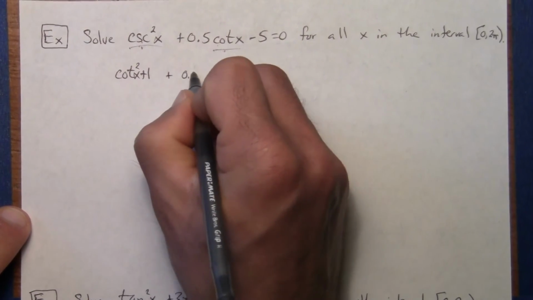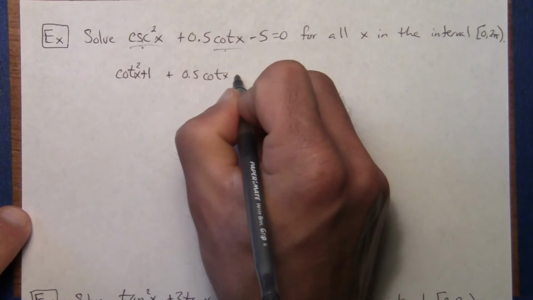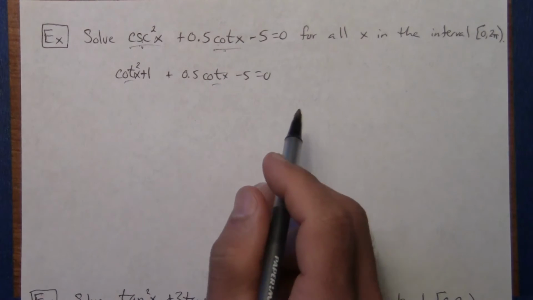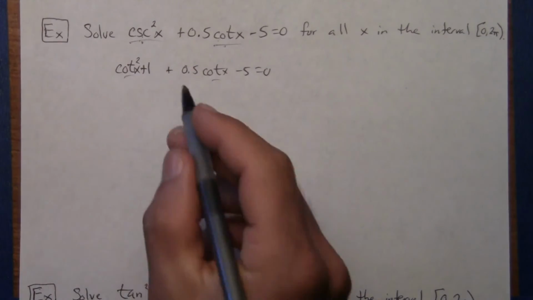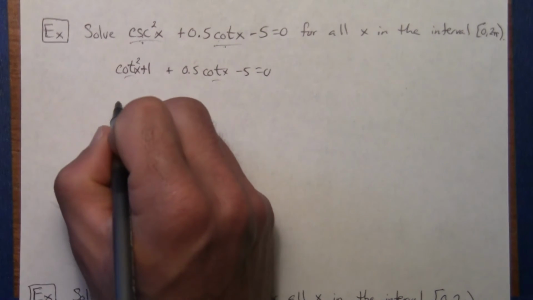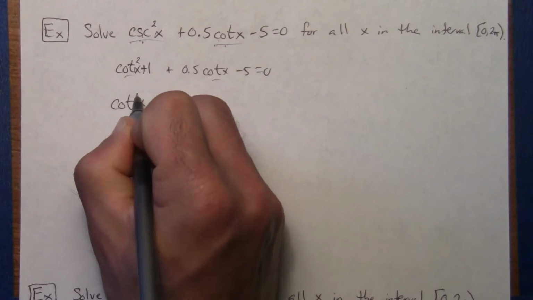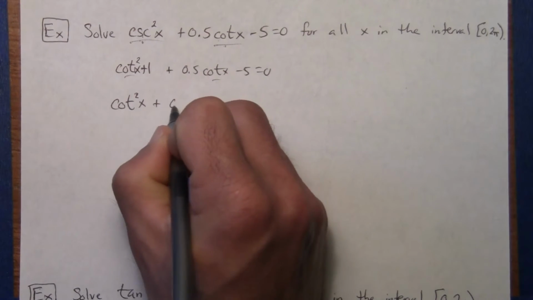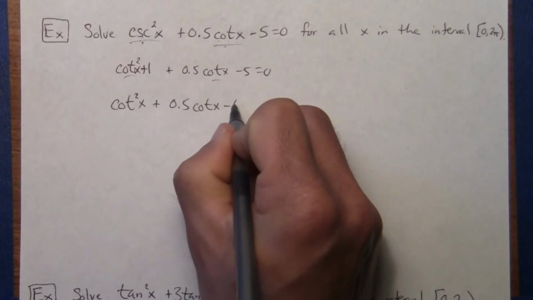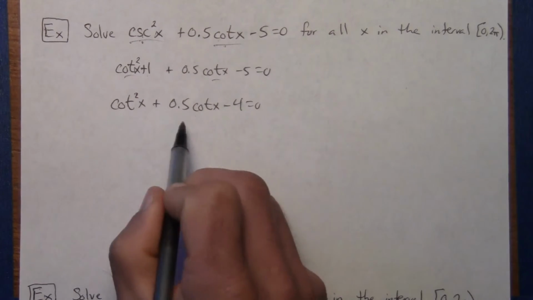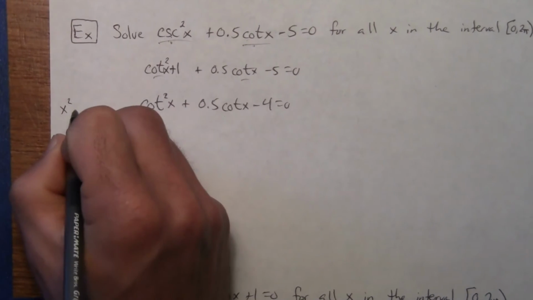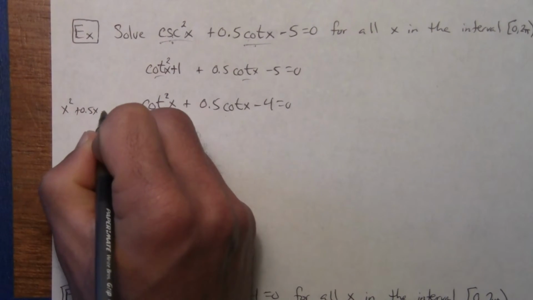Plus 0.5 cotangent x minus 5. And now notice I've got the same trig function, which is of course what your goal is a lot of times, and now I can try to solve. I'm going to rearrange the order here. Looks like I have 1 cotangent squared x, plus 0.5 cotangent x, and a total of minus 4 equals 0.